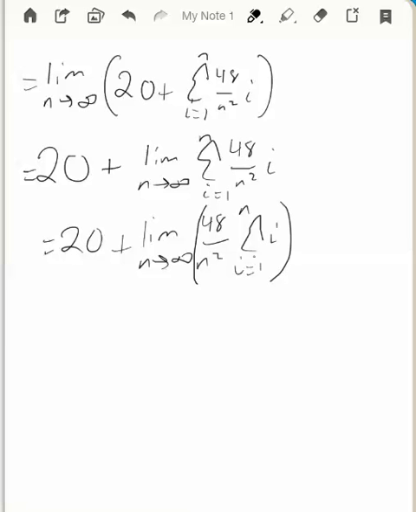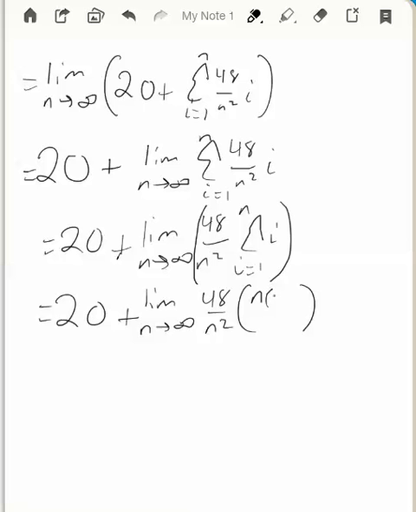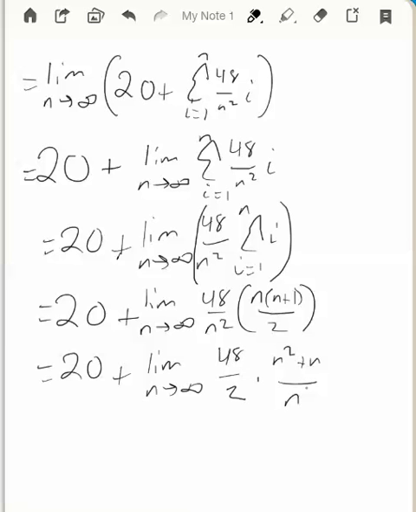Anyway, so we have a formula for the sum of i, and that comes right off your cheat sheet. So we have our limit as n goes to infinity of 48 over n squared, and this thing becomes n times n plus 1 over 2. That's our formula for that. Let's take a second to rewrite it. Limit as n goes to infinity of 48 over 2, times n squared plus n over n squared.